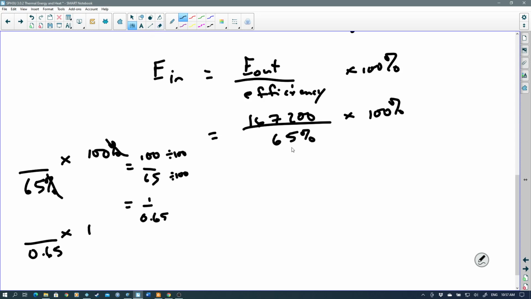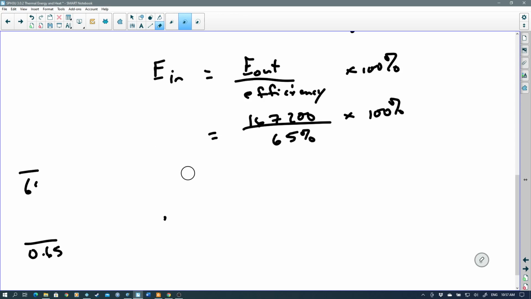Some students are going to want to change 65% into 0.65 because that's usually what we do. 100% also has to change to 1 if you do that, however. Or I just proved to you that what we can do is just cancel out the percentage symbols. So this is almost like canceling out units. The percentage here and the percentage here cancel out.